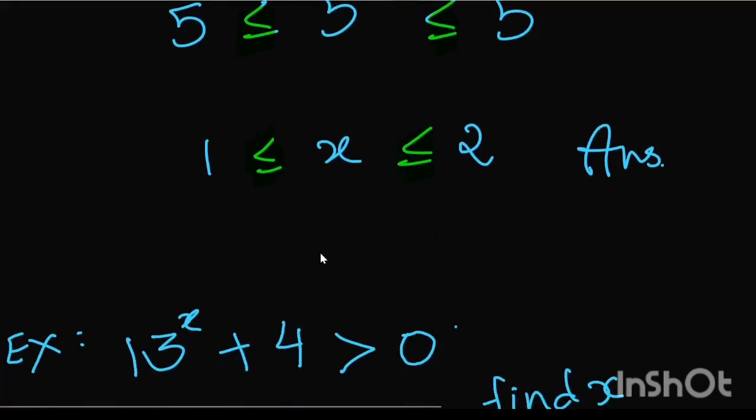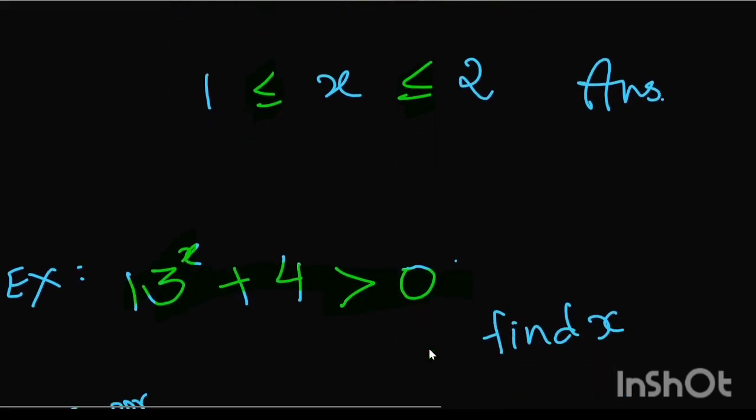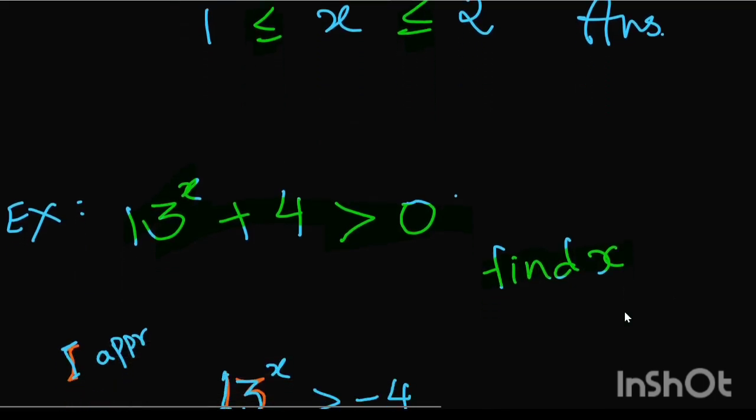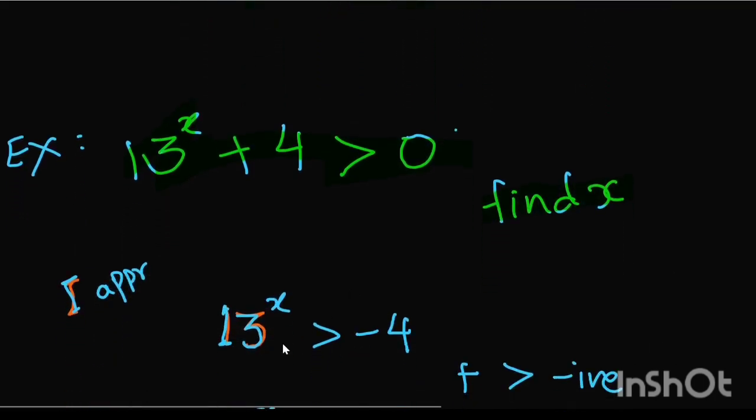Now let's take this question: 13 to the power x plus 4 greater than 0, and we have to find x. So how can we approach this? If you first try to take the 4 to this side as minus 4, can you express this in terms of 13 to the power something?